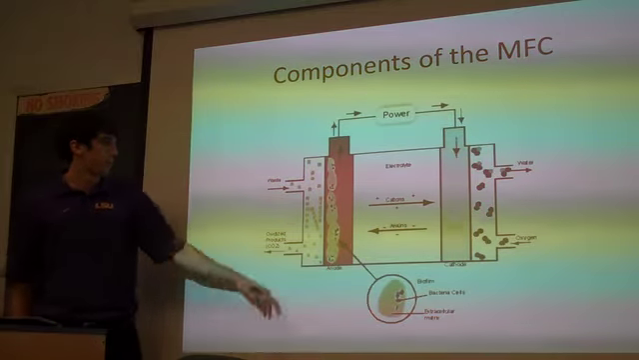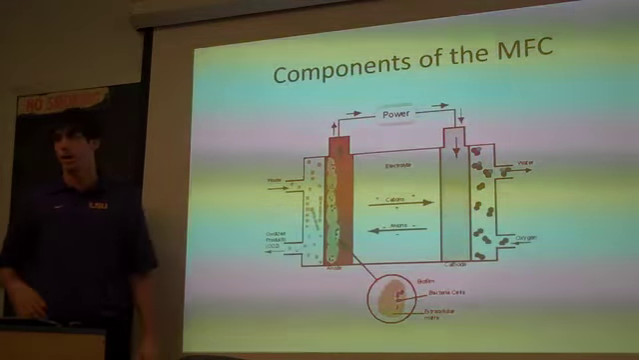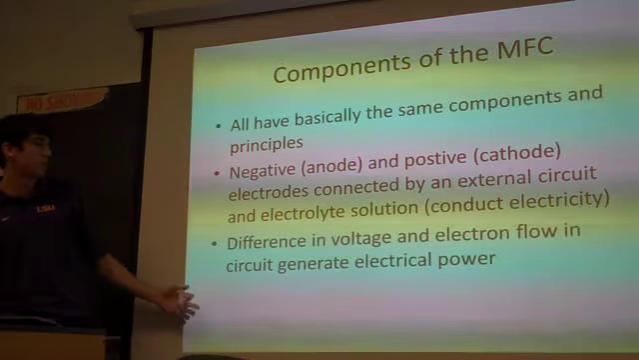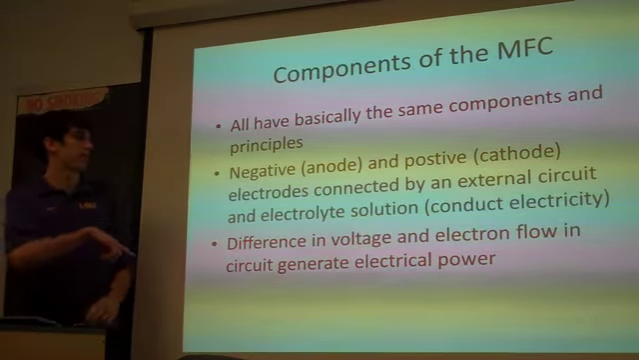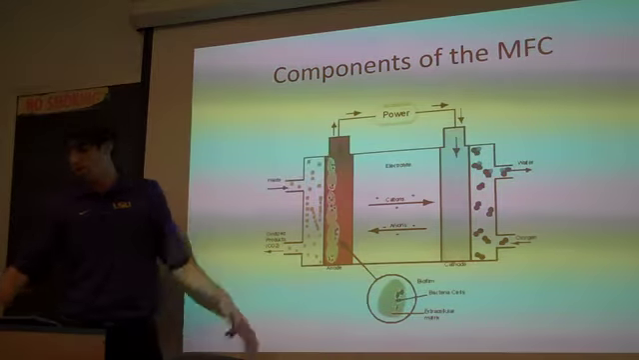And this is where we're growing our microorganisms, on the anode. And that's key, because that's the negative electrode, and that's key to extracting the energy. So the difference in voltages between the two electrodes and the electron flow in the circuit, this outer circuit, generate the electrical power.